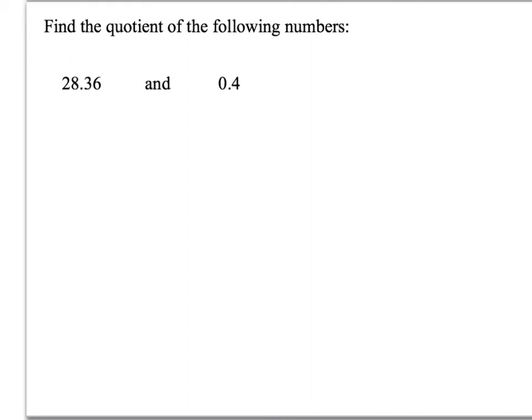Okay, we're going to find the quotient of 28.36 and 0.4. That means that 28.36 is divided by 0.4. Okay, now I'm going to write this as a fraction. 28.36 divided by 0.4. Okay, now, and here's why I write this as a fraction. Because that 0.4, that's a decimal, and I cannot divide by a decimal.